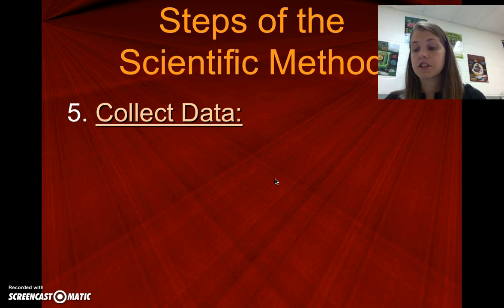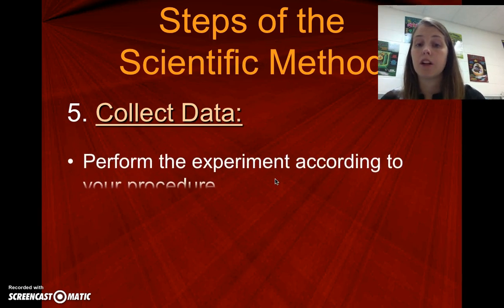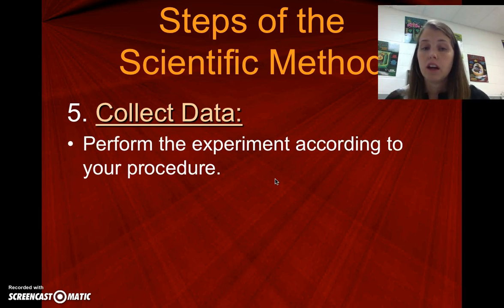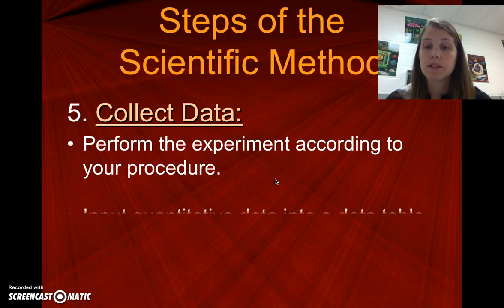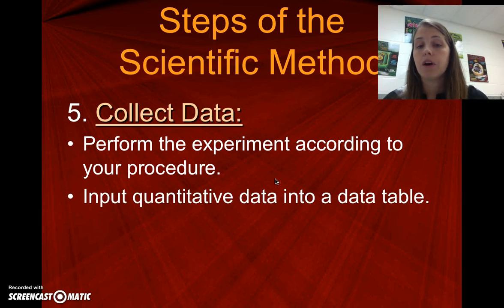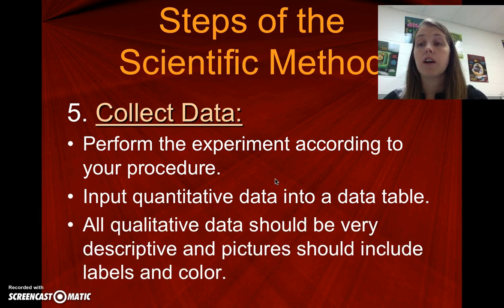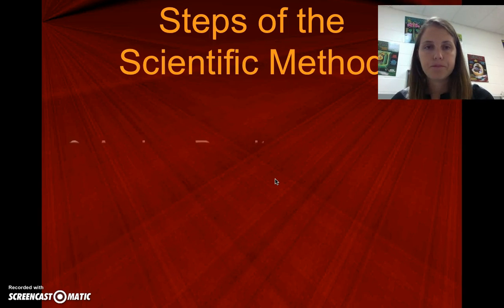Next, we're going to collect our data, and we do this by following our procedure. So we do our experiment according to the procedure. Then we're going to input quantitative data into data tables if we get quantitative data. Remember, quantitative is with numbers. Or if we are getting qualitative data, it should be very descriptive if it's written, or the pictures should be very colorful and include labels so we know what we're looking at.